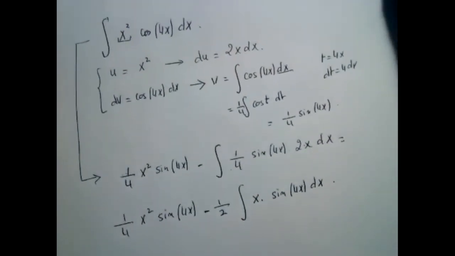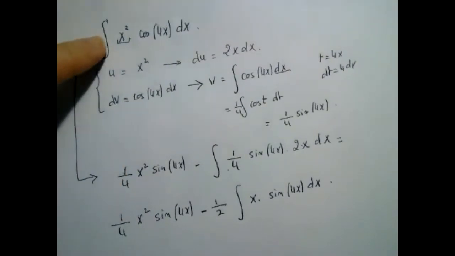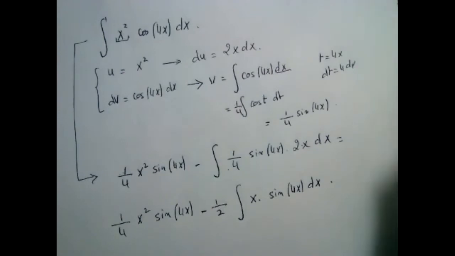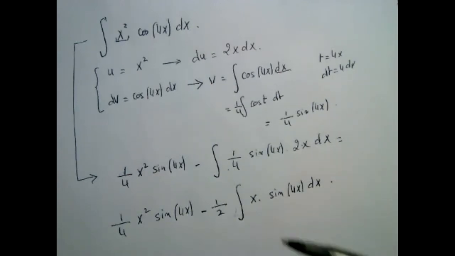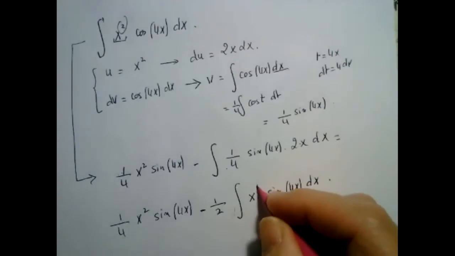Okay, so I put the whole problem in front of us. We started with x squared cosine 4x. We did integration by parts. We got another integral. This integral we cannot even find yet, but the only advantage this integral has is that the power of x was 2. Now the power of my x is equal to 1. So we're changing the power from 2 to 1.